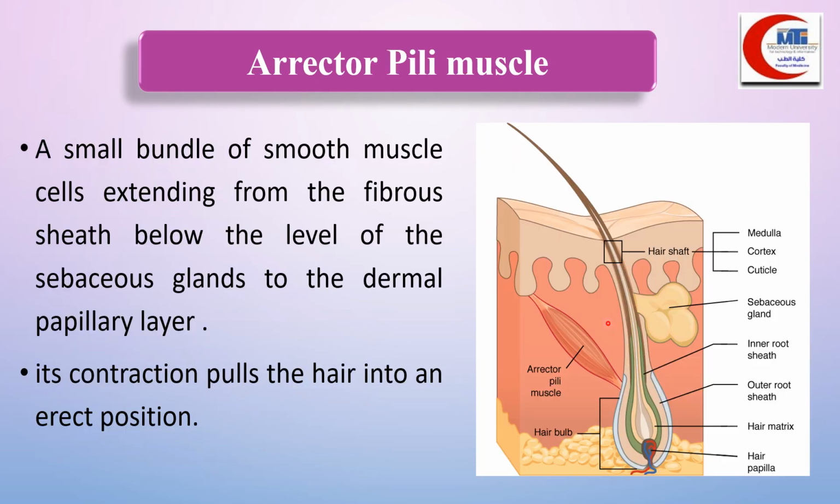And the last part of the pilosebaceous unit is the erector pili muscle, which is a small bundle of smooth muscle cells extending from the fibrous sheath below the level of the sebaceous glands to the dermal papillary layer. Its contraction pulls the hair into an erect position, so it is responsible for erection of the hair during sympathetic stimulation, and when it contracts, it also squeezes the content of the sebaceous gland.